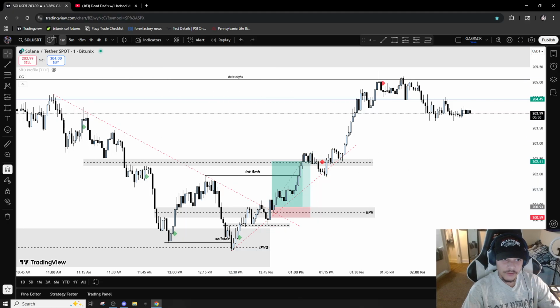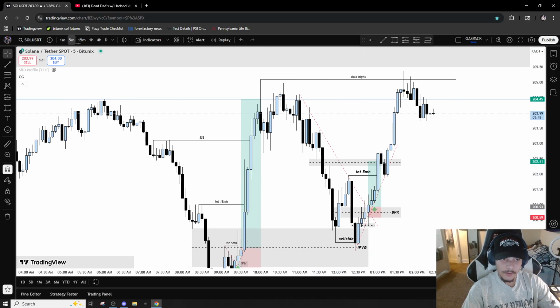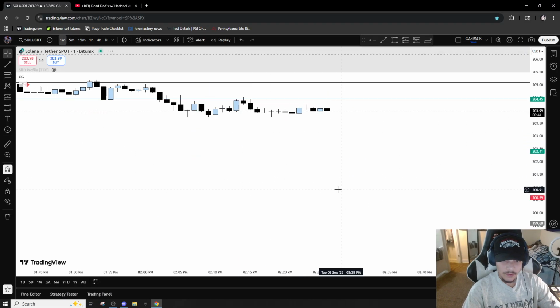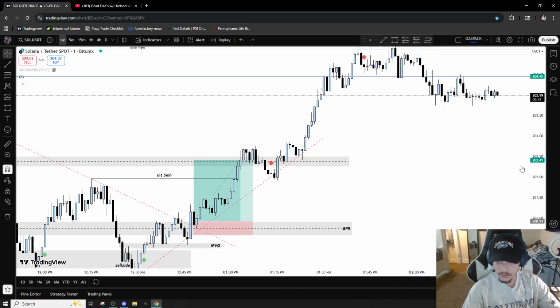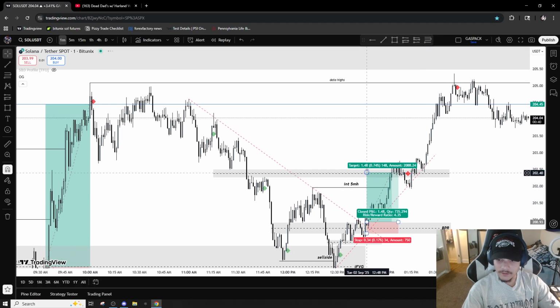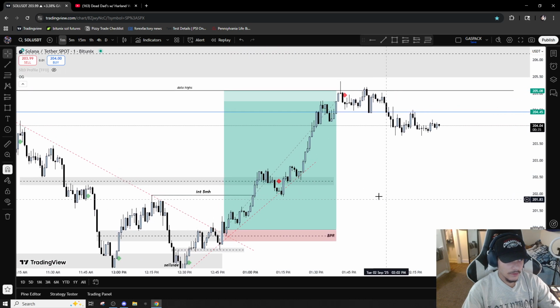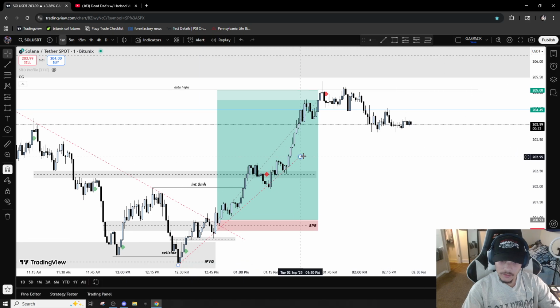Targeting this 5-minute range, 15-minute fair value gap, bearish fair value gap. What do we also target? Data highs. Leave a runner up to data highs. What happens? Entire trade runs to a 1 to 12.